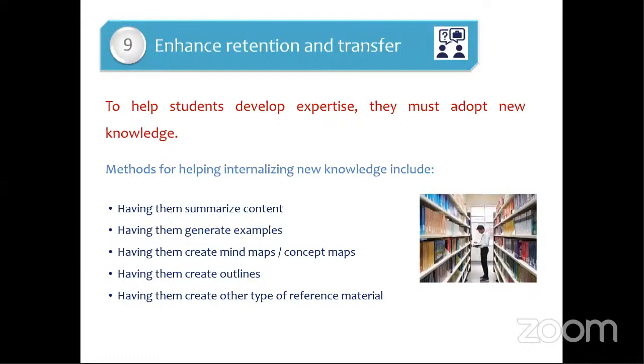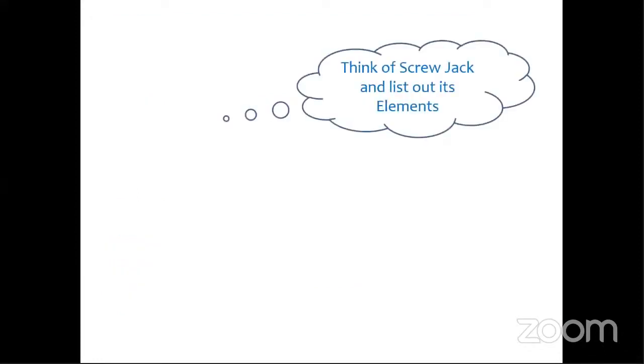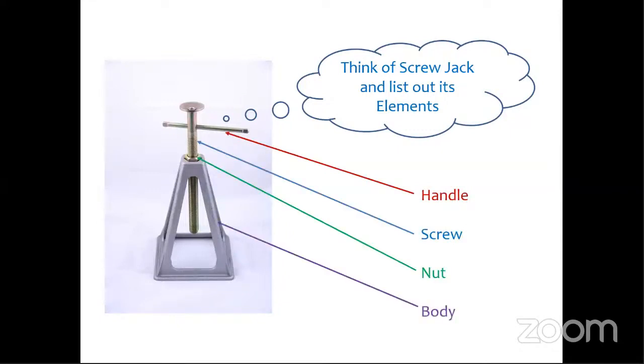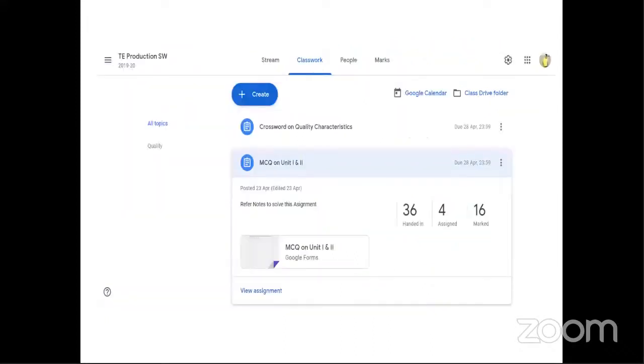Or if you want to take a very simple example, you can say that just think of a screw jack and list out its elements. Okay, what are the different types of elements? Somebody will say handle, screw, nut, body. So you are involving them in your lecture. That is the most important thing which we need to follow.